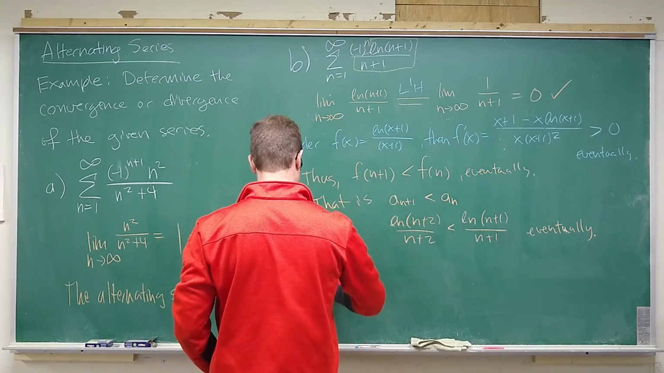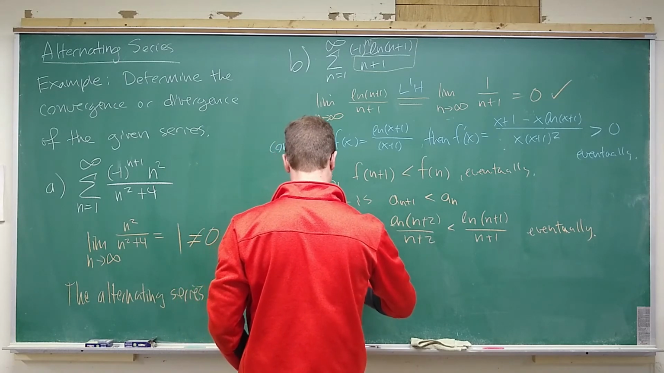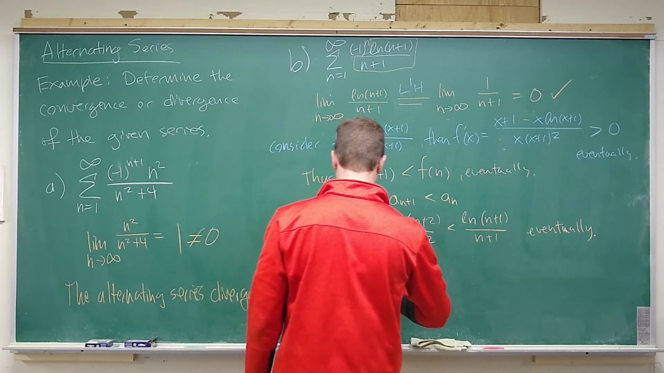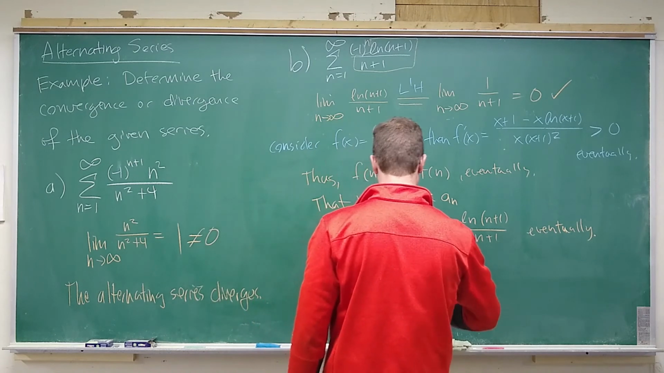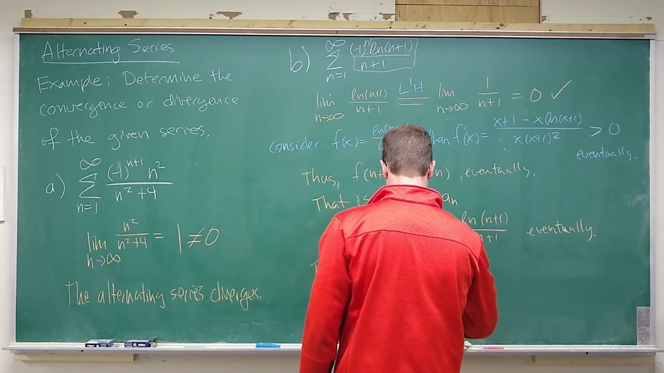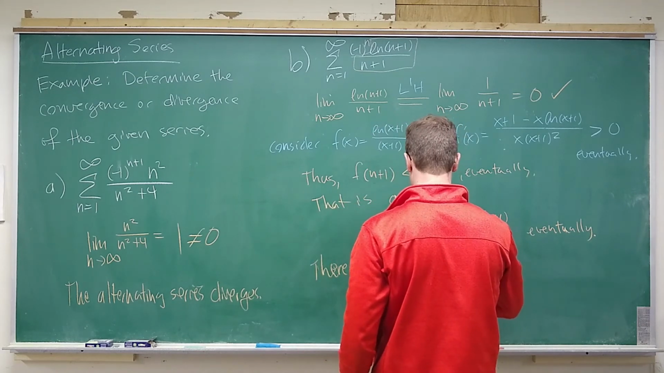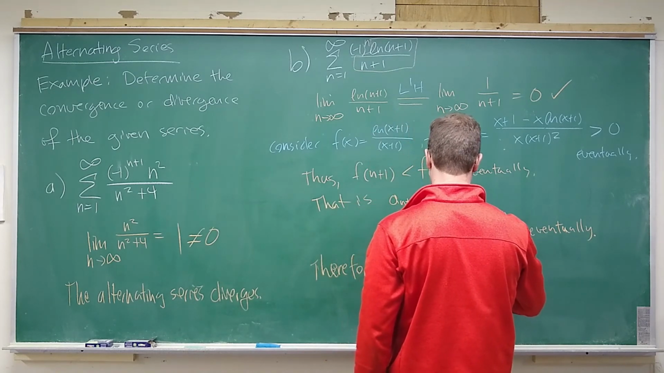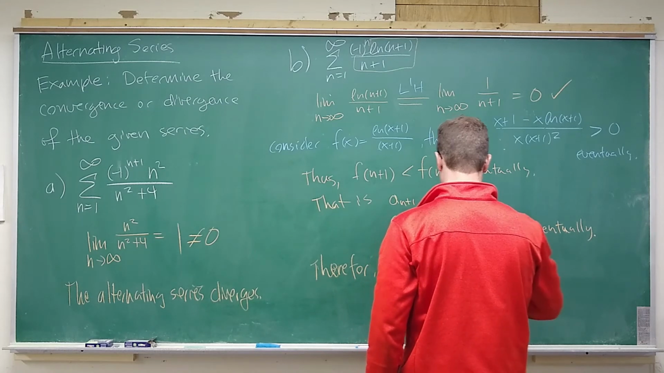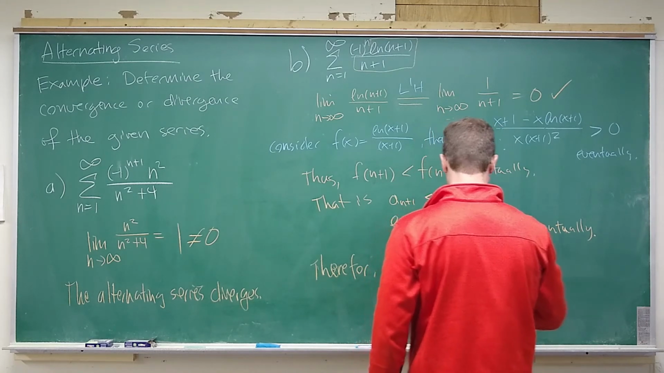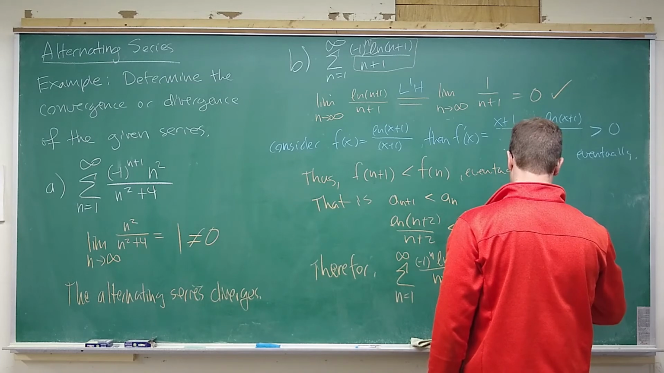and we say, therefore, the alternating series, sum from 1 to infinity of negative 1 to the n natural log of n plus 1 divided by n plus 1 converges.